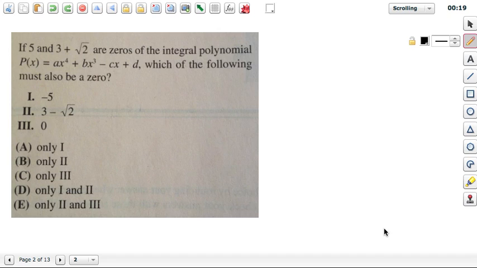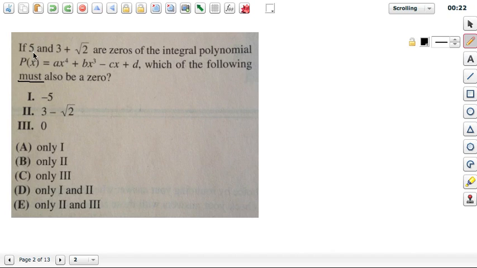Pause your video, allow yourself a minute and pick the correct answer. If 5 and 3 plus root 2 are zeros of the integral polynomial, which is to the 4th power, ax to the 4 plus bx cubed minus cx plus d, which of the following must also be a 0? So I want you to notice the fact that it says must also be a 0.